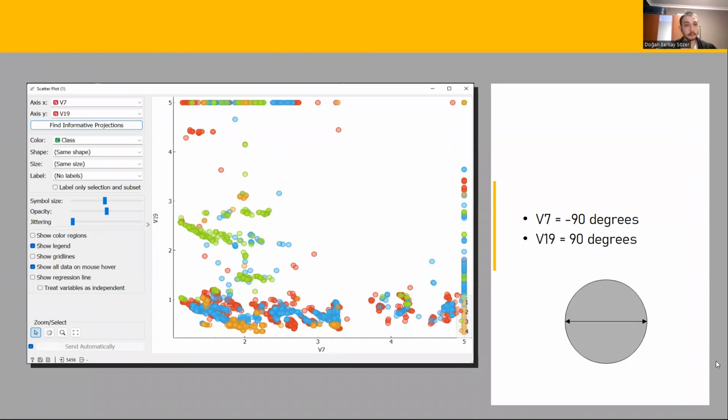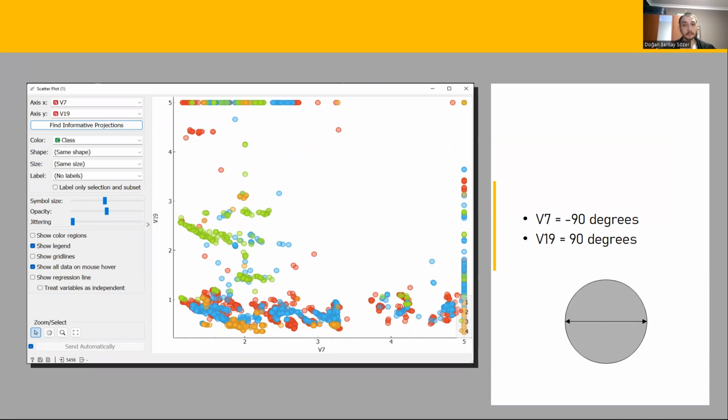Secondly, we decided to choose V7 and V19. This is because these sensors are on opposite sides. While V7 measures the angle of the robot's orientation to the wall on the left side, V19 measures it on the right-hand side. These are, again, important features.